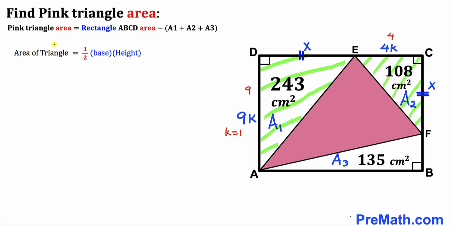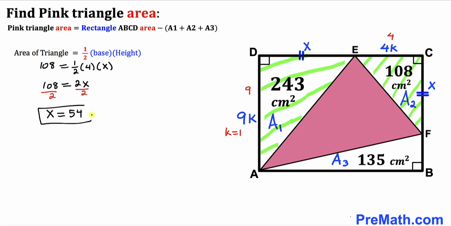The area of the triangle formula is a half times the base times height. Here our area 108 equals 1 over 2 times our base 4 and our height x. So therefore we can write 108 equals 2 times x. Let's divide both sides by 2. So therefore our x value turns out to be 54, so this side length CF turns out to be 54.